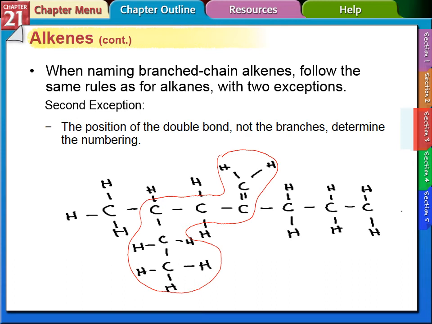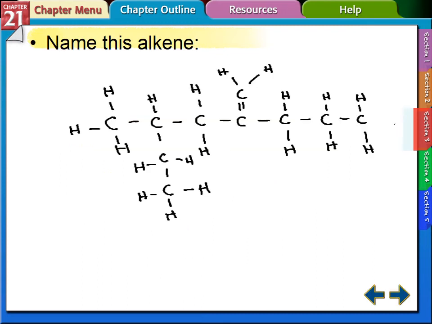Numbering the carbons is determined by the position of the double bond and not the branches. So we could see here this branch would not be the basis of our numbering, but instead this carbon. So to properly number this carbon, we will have 1, 2, 3, 4, 5, 6, even though this branch here is actually closer to carbon 6. Again, for this exception, the position of the double bond, not the branches, determines the numbering. And so now let us name this alkene.